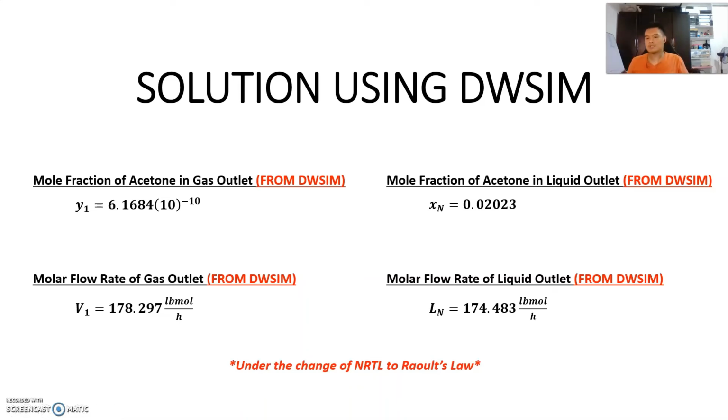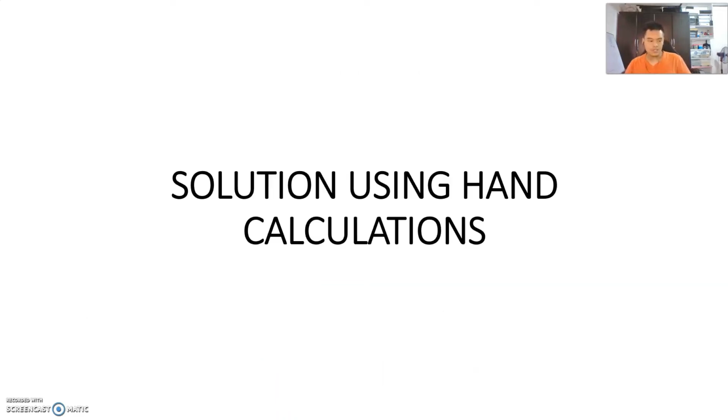Before that, I would like to specify that we did not use NRTL property package again. We used Raoult's law. So that may be a certain factor on a certain difference in application. So this is, note that under the change of NRTL to Raoult's law, these are the values that we calculated. Because again, we did not use NRTL since there's a lack of data embedded in the DWSIM software itself. So to compare, let's solve this using hand calculations.